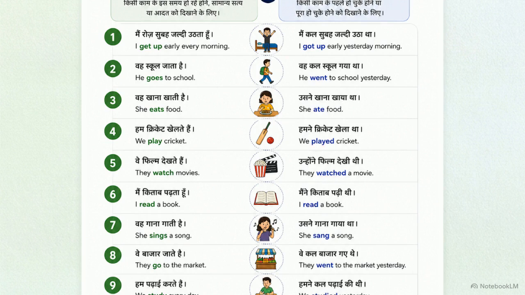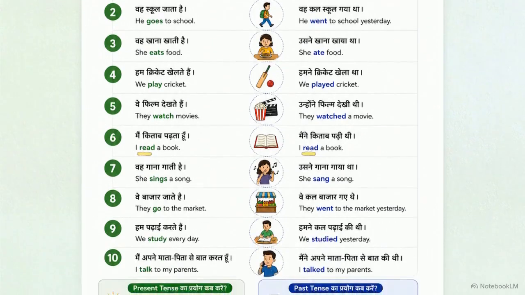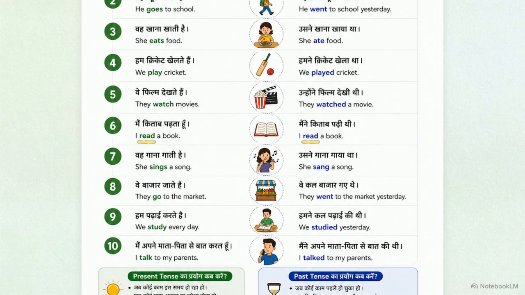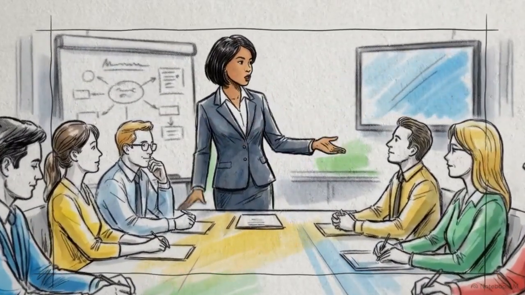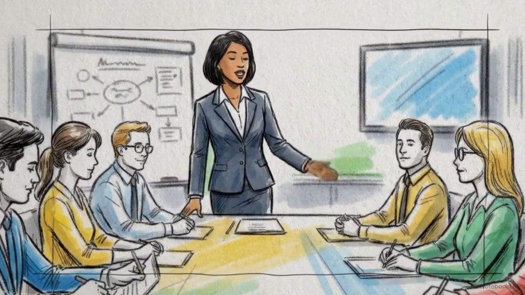But row 6 contains a common trap. The word read is spelled exactly the same way in both columns. However, when you use it in the past tense to describe a book you already finished, you must pronounce it like the color red. In row 7, we see another total word transformation. To talk about singing a song yesterday, the present tense sings changes completely to sang. Memorizing these specific irregular patterns and pronunciation shifts helps you avoid several common mistakes that often occur when switching between these time frames.